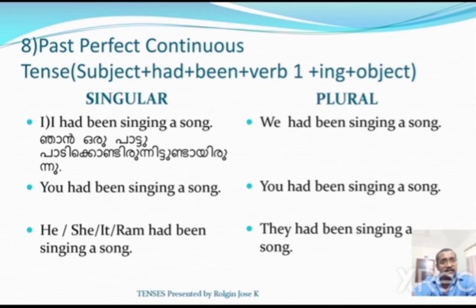Then coming to past perfect continuous. Look at the sentence structure: subject plus had plus been plus verb form 1 plus ing plus object. First person singular: I had been singing a song. Plural: we had been singing a song. Second person singular: you had been singing a song. Second person plural: you had been singing a song. Third person singular: he, she, it, Ram had been singing a song. Third person plural is they had been singing a song.